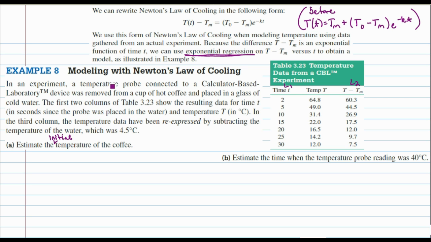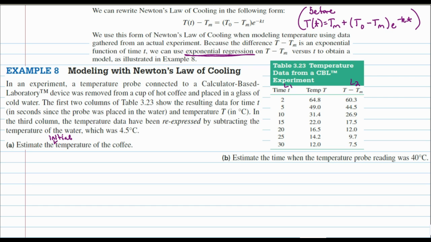So example 8, model Newton's law of cooling. In an experiment, a temperature probe connected to a calculator-based laboratory device was removed from a hot cup of coffee and placed in a glass of cold water. The first two columns of 3.23 here show the resulting data for time t in seconds since the probe was placed in the water, and temperature T in degrees Celsius. In the third column, the temperature data have been re-expressed by subtracting the temperature of the water, which was 4.5 degrees Celsius.